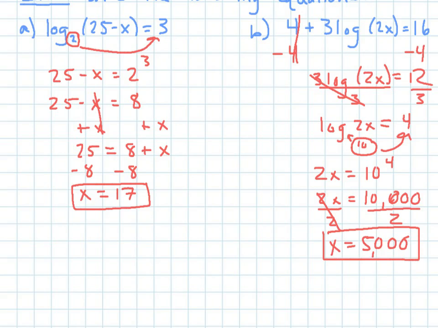Looking back, there was no subtraction anyway, so 5,000 times 2 is 10,000, so that's a perfectly fine number for the log to be taken of. Okay? Let's move on to the next slide.